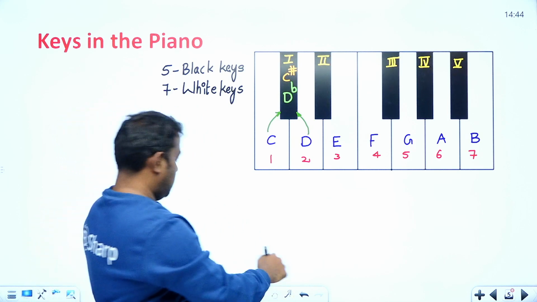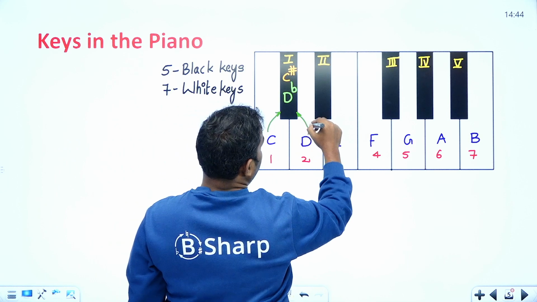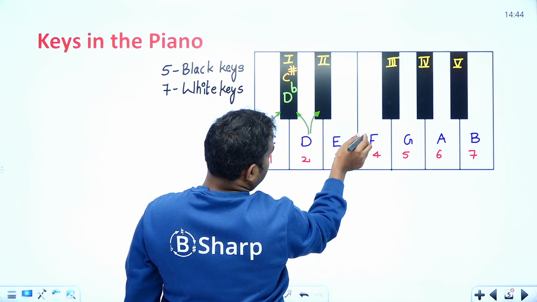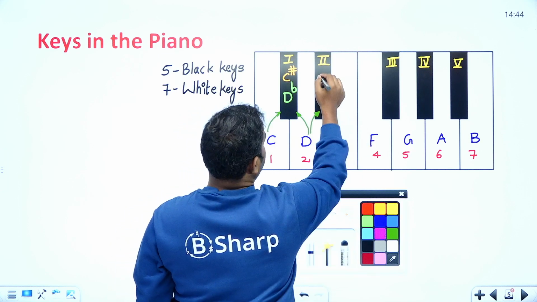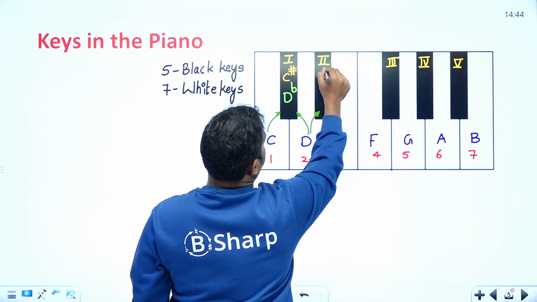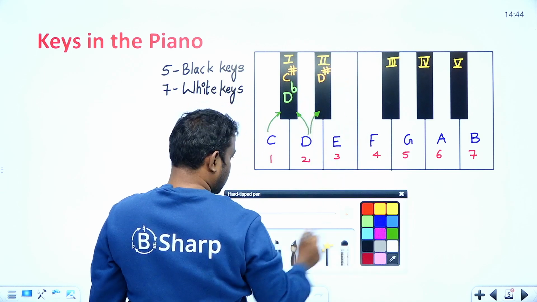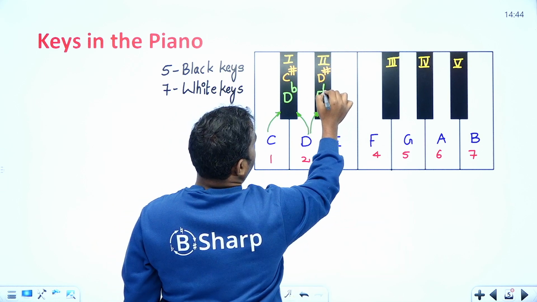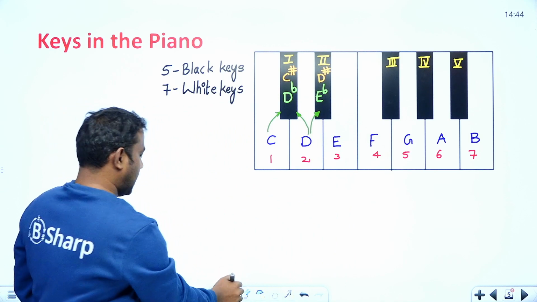Likewise, the same thing is going to occur for this D also. If you give notations from D to this side, we have to call this one a D sharp. If you want to give notations from E to D, then you have to call this one an E flat. So I am writing it here.